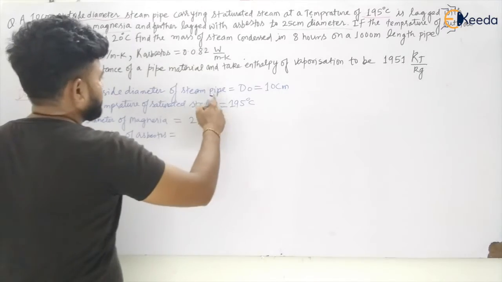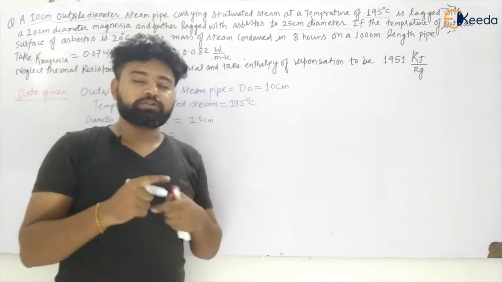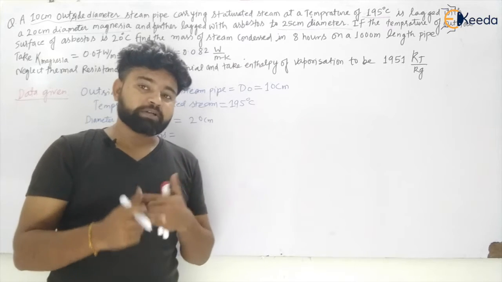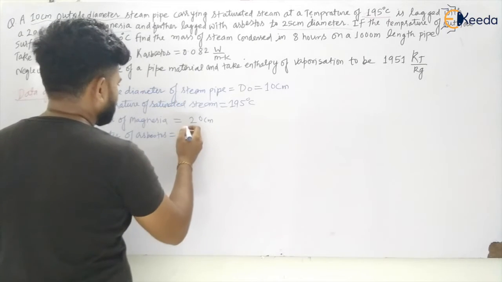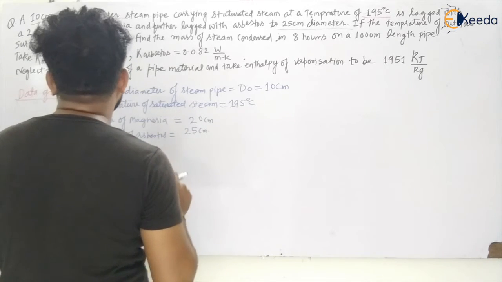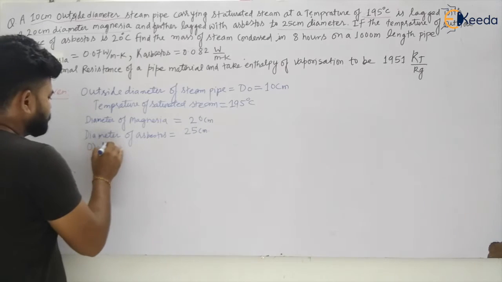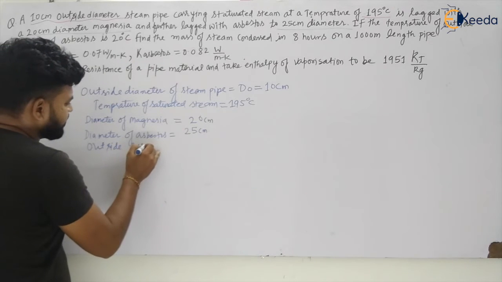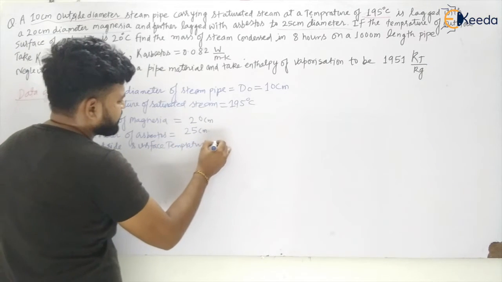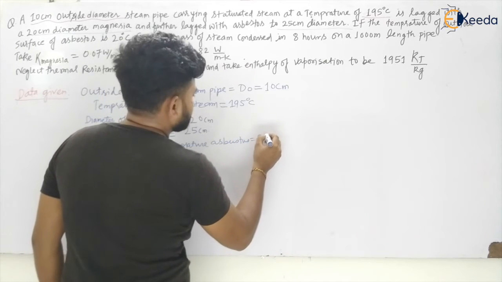So that was your D naught, the outside diameter of the steam pipe. Then we are lagging it with some insulations. First of all, we are lagging with the magnesia, then with asbestos. Now 20 centimeter, and this is your 25 centimeter, my dear students. If the temperature of the outside surface of asbestos is 20 degrees Celsius, the outside surface temperature of asbestos is given to be 20 degrees Celsius.